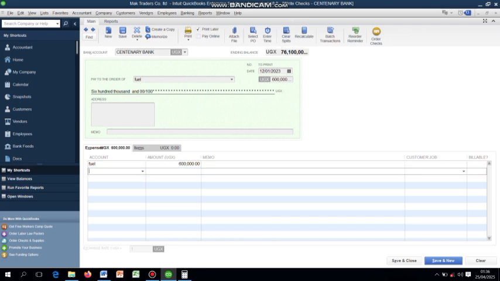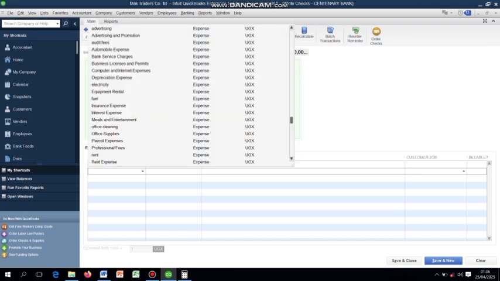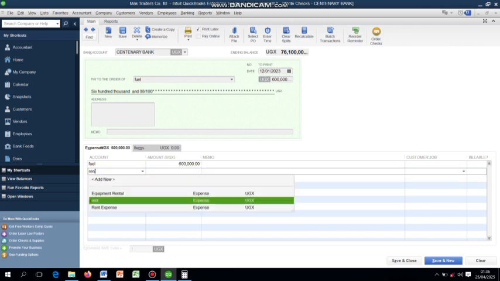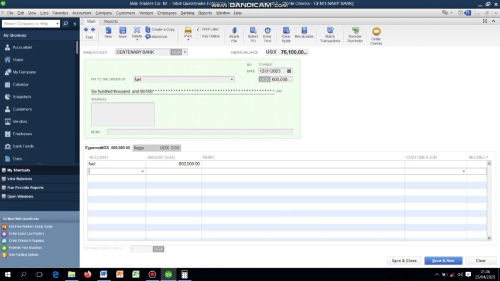What is the next expense? It is rent. So I'll choose here rent, and I'll fill here 200. Oh sorry, I had to remove this, even this. So since I've finished that, I'm going to save and new.